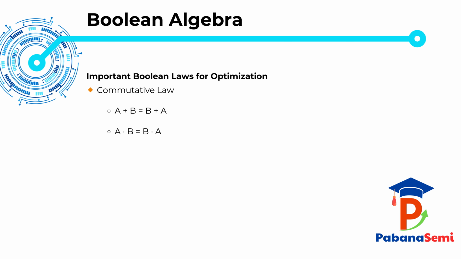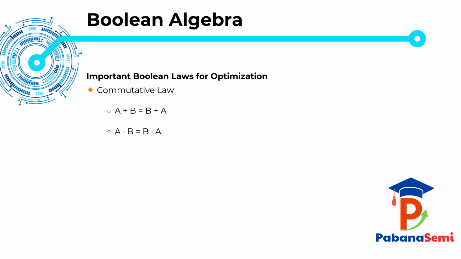Now let's delve into the commutative law in Boolean algebra. The commutative law informs us that the order of variables does not matter in specific operations. For the OR operation, A plus B equals B plus A. This signifies that the result remains unchanged even if we swap the inputs. Similarly, for the AND operation, A dot B is equivalent to B dot A. Once again, altering the order of the variables does not influence the output.